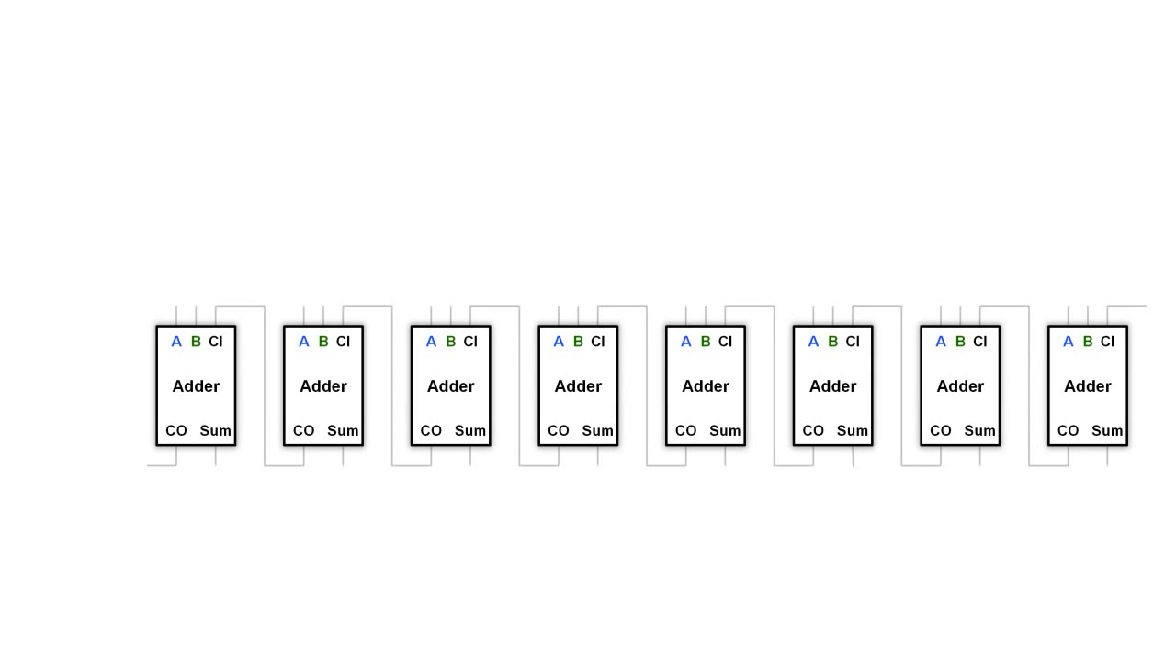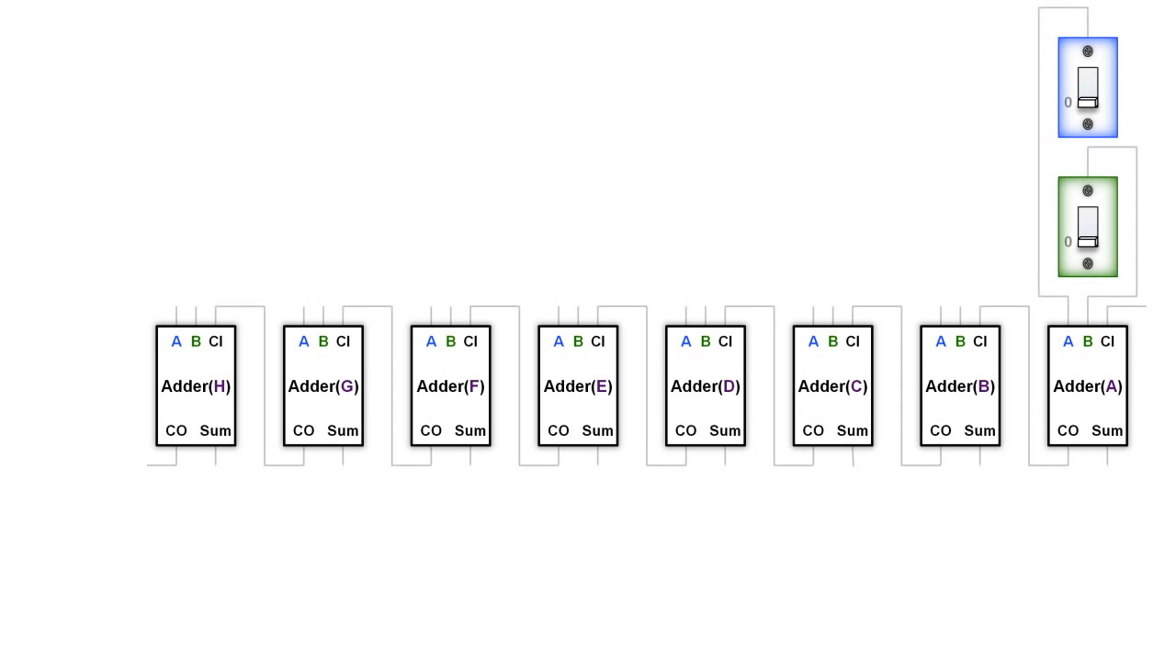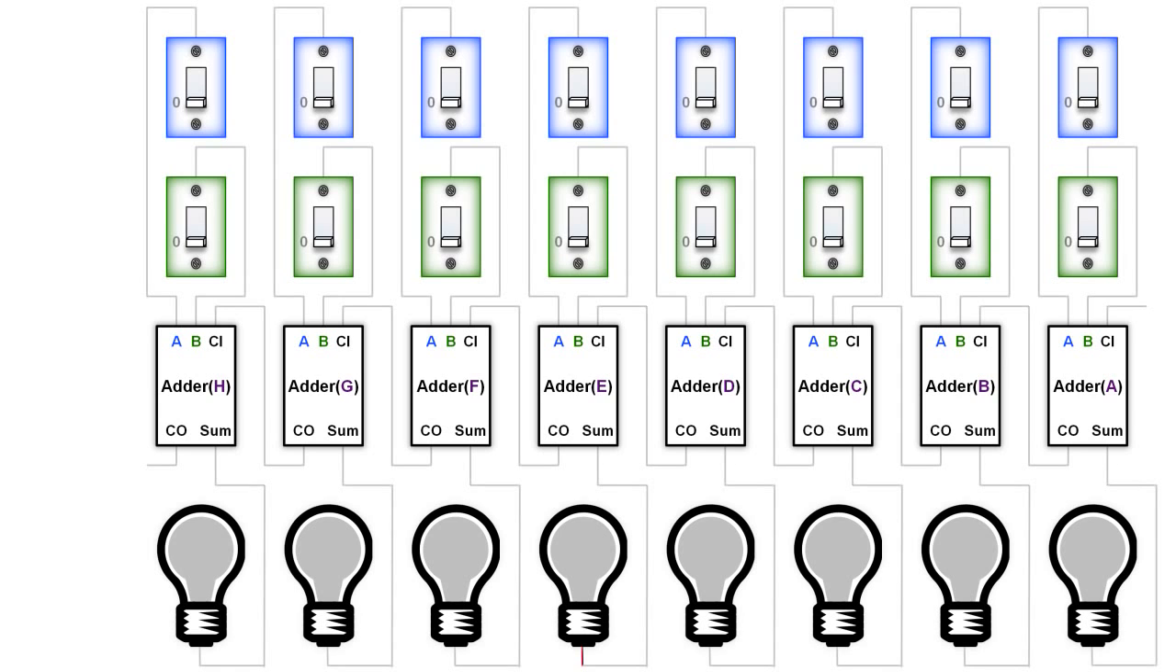Now we have 8 adders next to each other, and let's label them from right to left with letters so that we can talk about them separately. We'll add two switches above each of our adders to represent our A and B inputs, and then we'll connect a light bulb to each of our sum outputs. The light bulbs again can be labeled with their decimal equivalents, 1, 2, 4, 8, and then you just keep multiplying by 2. 8 times 2 is 16, times 2 is 32, 64, and 128.